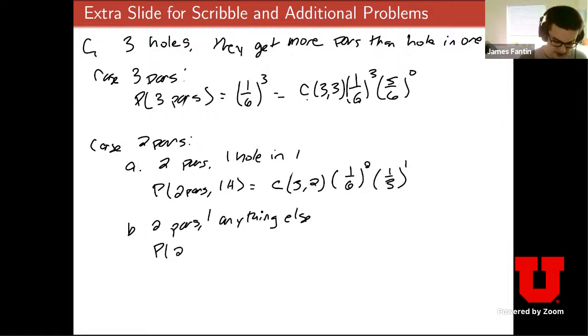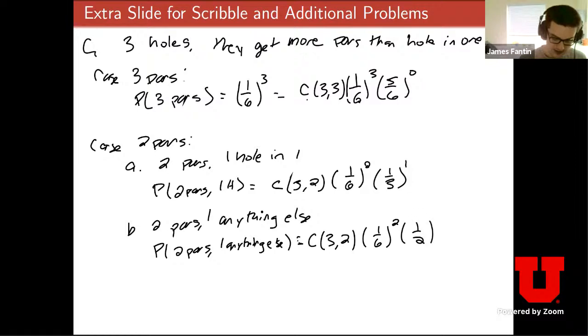Then in this case, we've got 2 pars, 1 anything else. We've got 2 slots. We're choosing 2 of them to be pars. That occurs with probability 1/6, and then anything else occurs with probability 1/2.